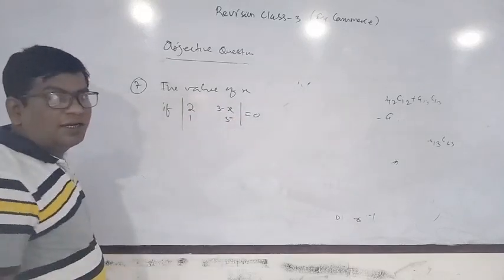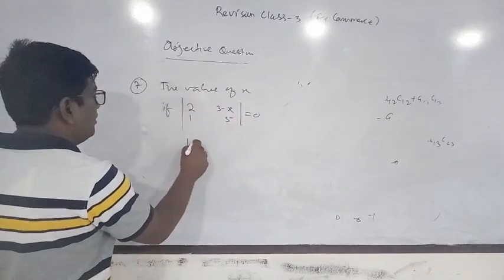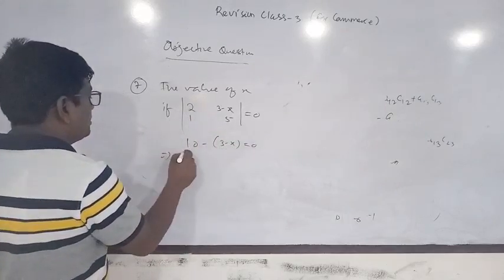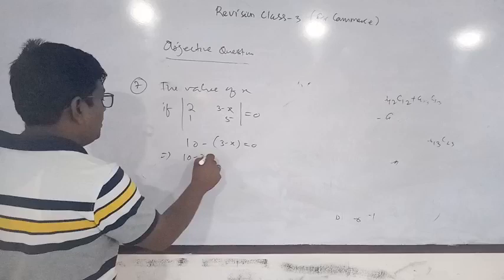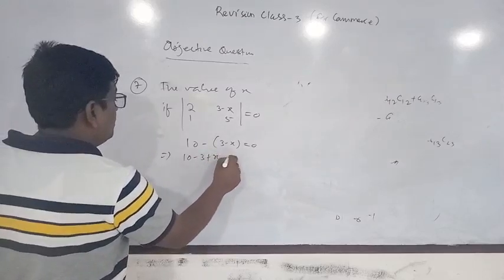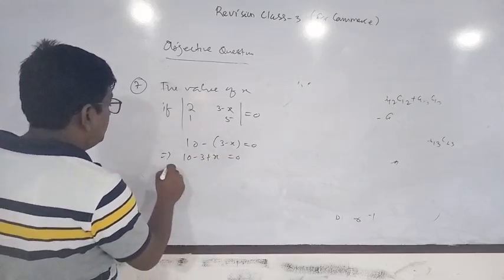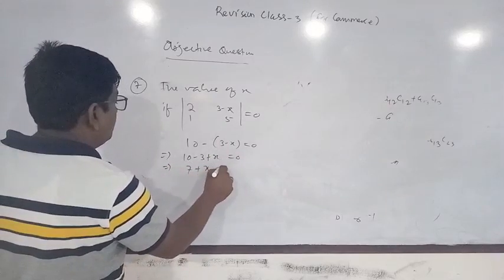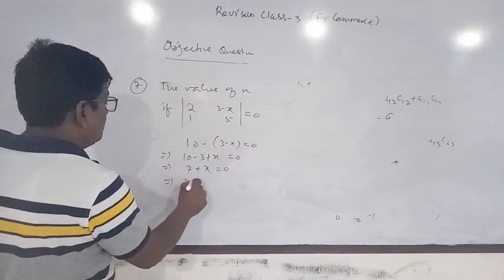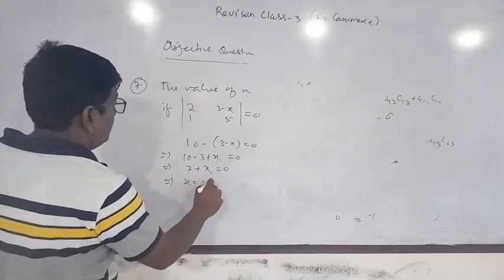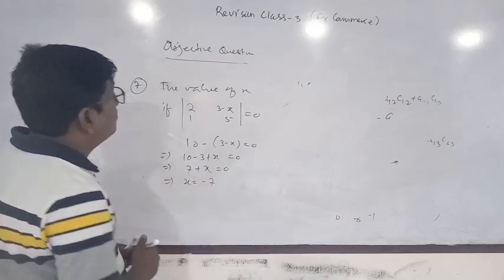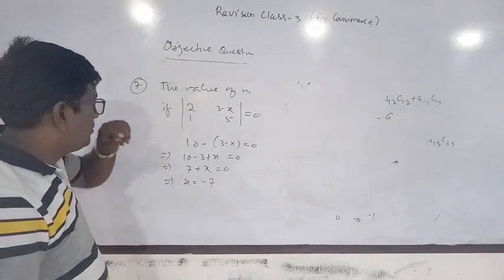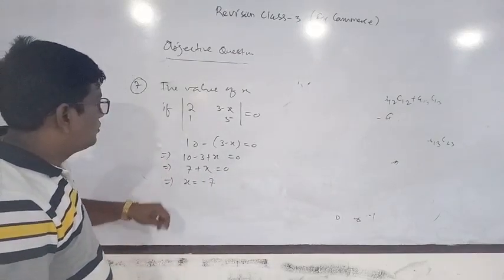Expand it: 10 minus of 3 minus x is equal to 0. That is 10 minus 3 plus x is equal to 0. That is 7 plus x is equal to 0. So x is equal to minus 7. X is equal to minus 7.